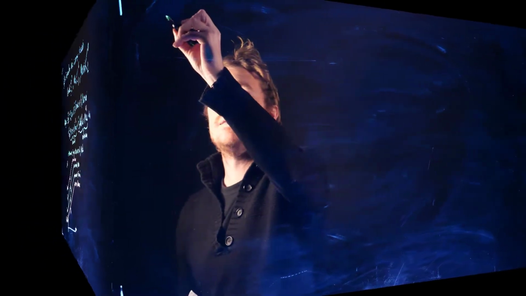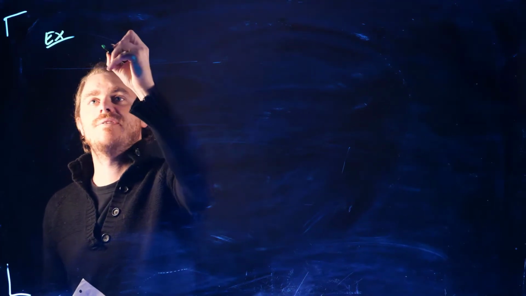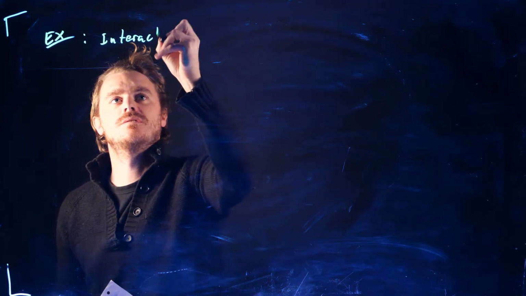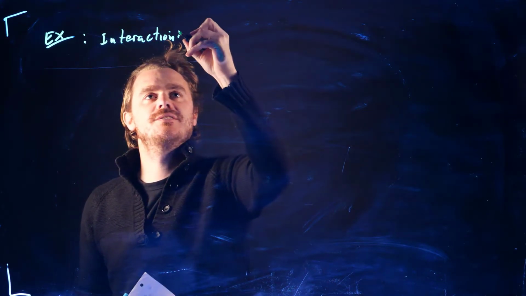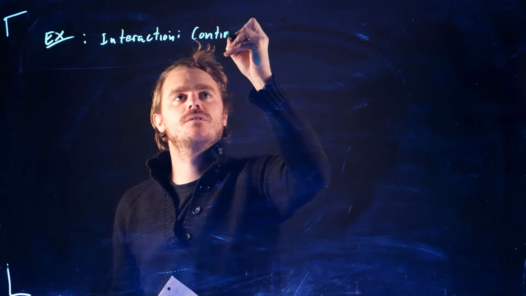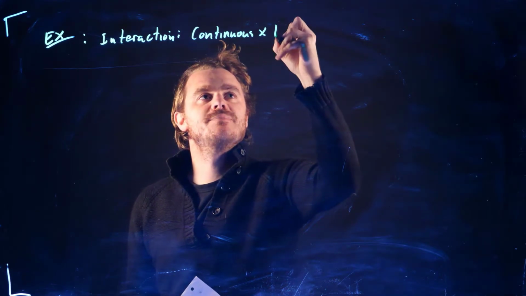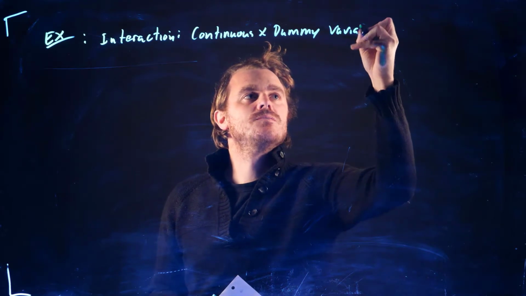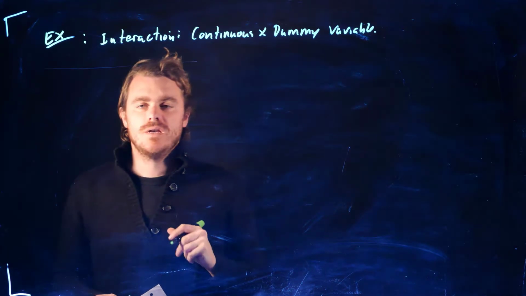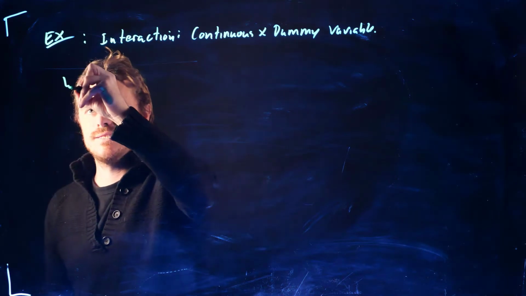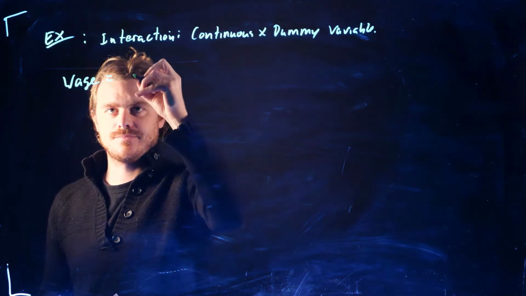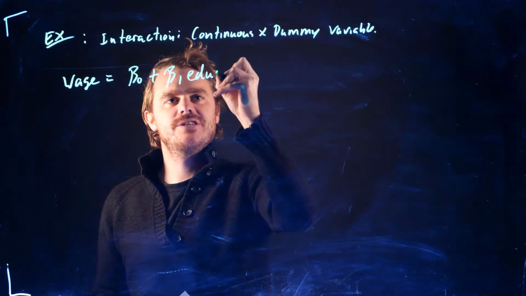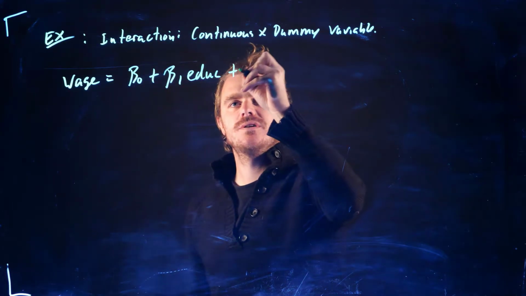So now let's look at an example where we have an interaction which is a continuous variable times a dummy variable. All right, so let's look at an example. So let's say we have wage again: beta 0 plus beta 1 education. So there's a continuous variable.